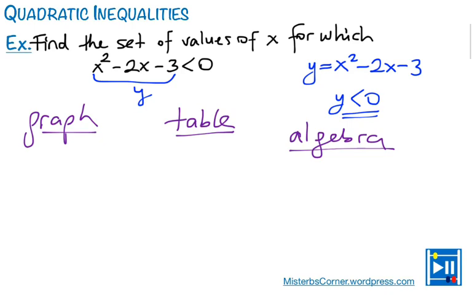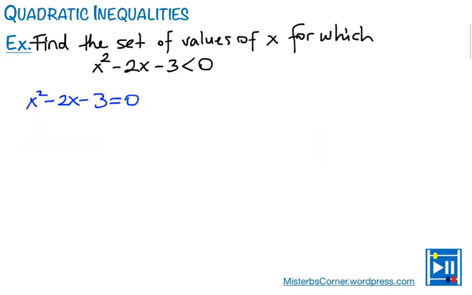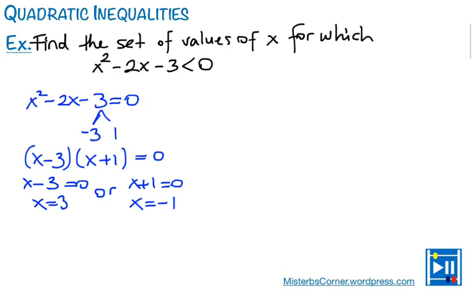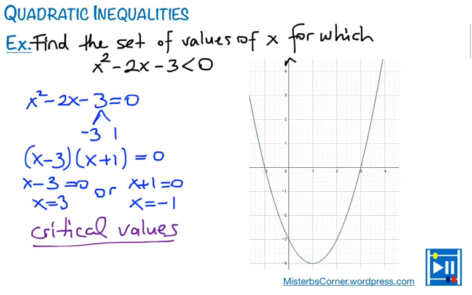Now, if we'd like to use graphs, this is what we're going to do. We solve this as if it's an equation and find the roots. These roots are called critical values because they are the border of our inequality. And if we draw the graph, we're going to have something like this, where this is the y-axis and this is the x-axis. So you can see the roots marked here, minus 1 and 3.